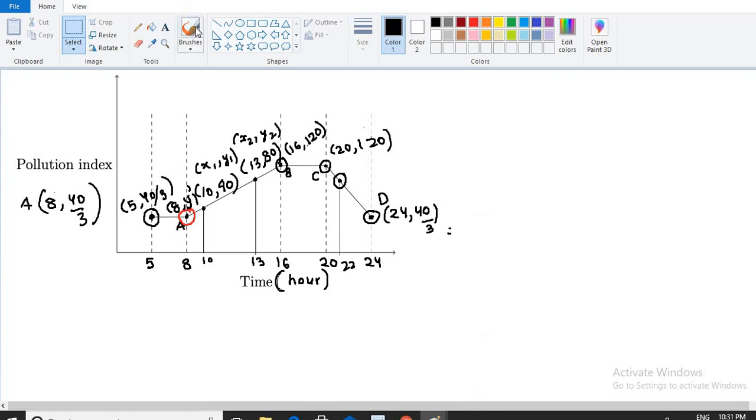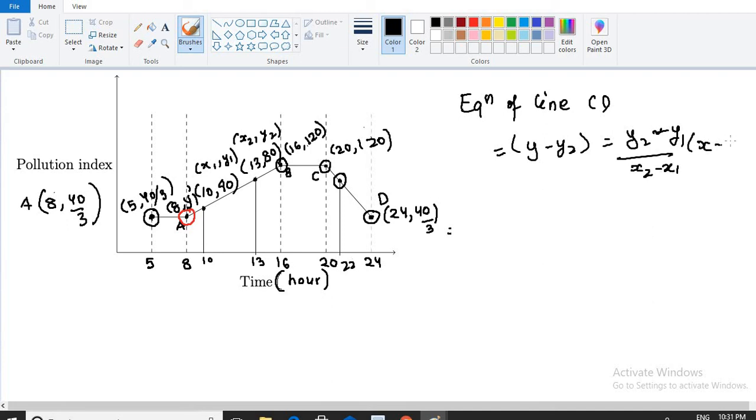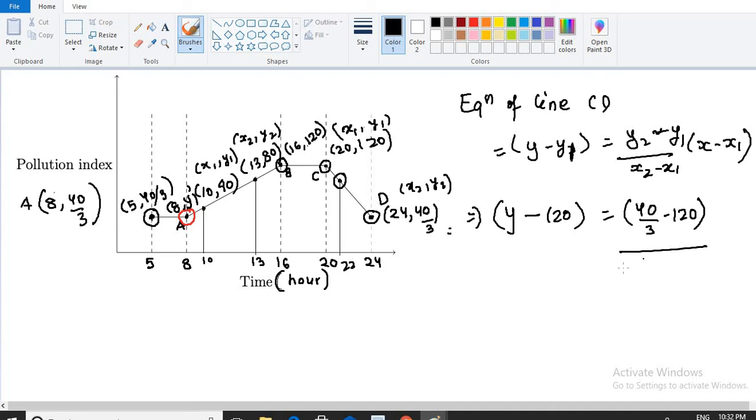So the equation of line CD, again we can write: y minus y1 is equal to y2 minus y1 by x2 minus x1 into x minus x1. Mark any point. I will be choosing this as my x1 and y1, and this other point as my x2 and y2. So let me simplify this, put down the values. This will become y minus y1, y1 is 120. Here y2 is 40 by 3 minus 120. Put down the value of x2, it will be 24 minus 20, multiplied by x minus x1, which is 20.